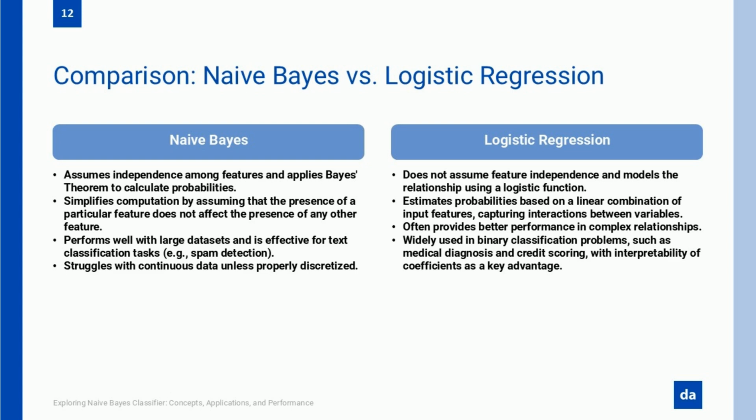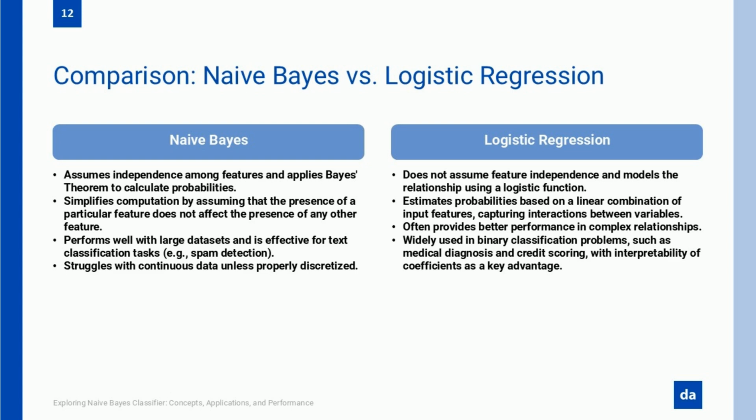or financial risk assessments. One of the key advantages of logistic regression is its interpretability. The coefficients assigned to each feature provide insights into their impact on the classification decision. This transparency is valuable in fields like healthcare and finance, where understanding how decisions are made is just as important as the accuracy of predictions. In contrast, naive Bayes relies on probability calculations that can sometimes be harder to interpret in a real-world context.